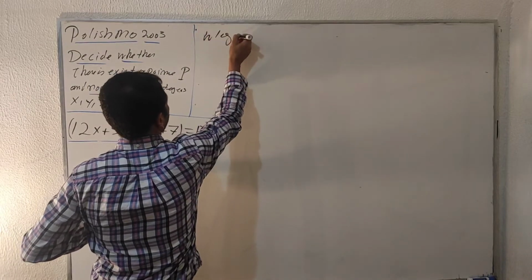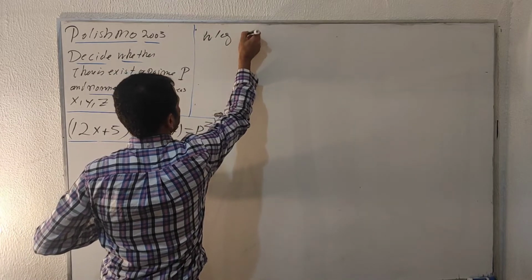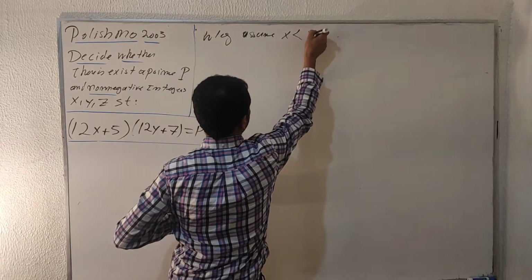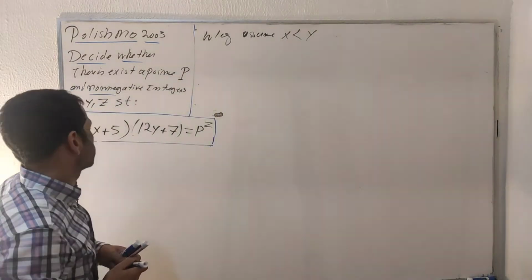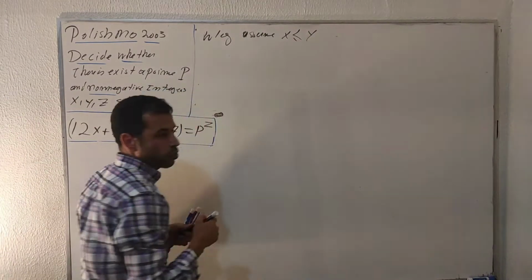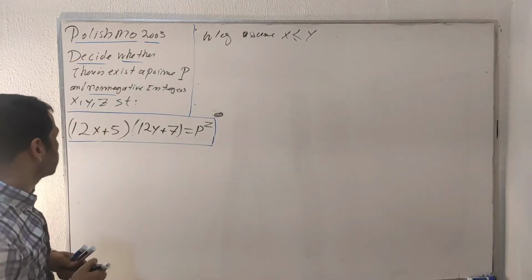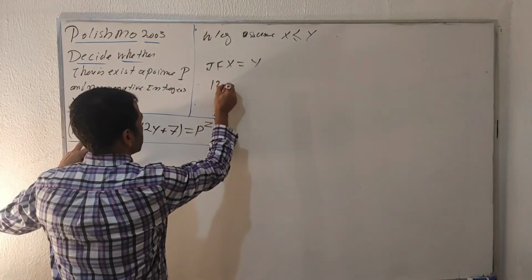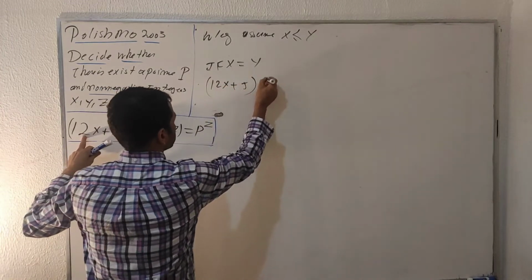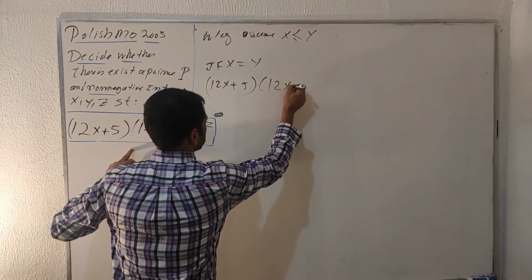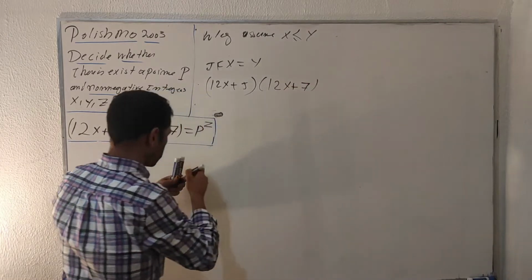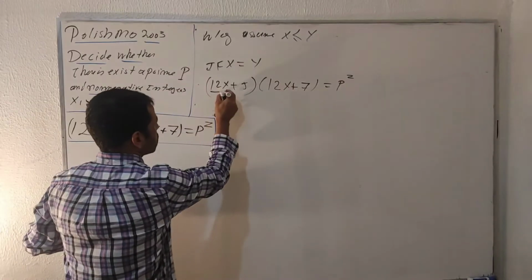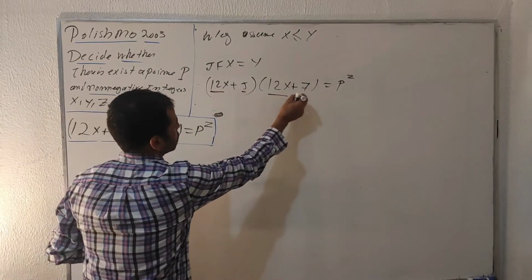Without loss of generality, assume x is strictly less than y. In fact we can say x is less than or equal to y, but x cannot equal y, because if x equals y, I get 12x plus 5 multiplied by 12x plus 7 equals p to the z. So we have this term the same as this term, but this term is different than this term.